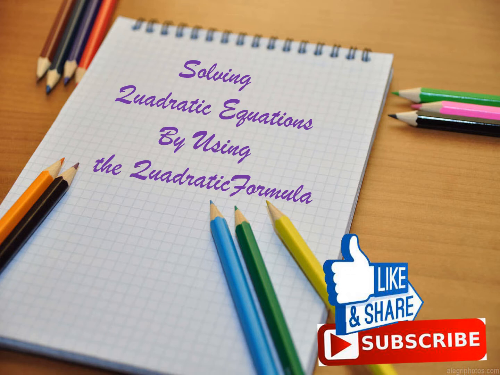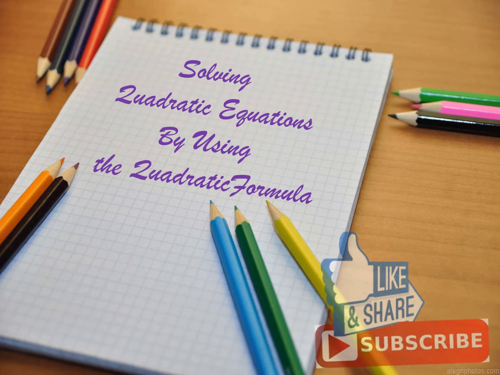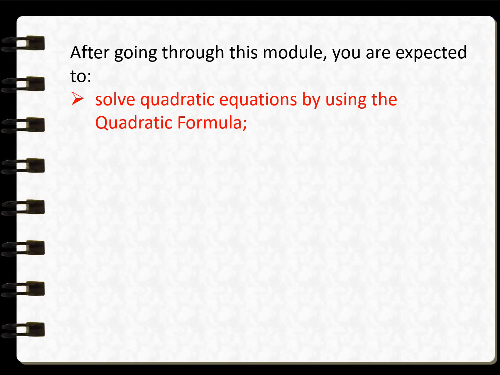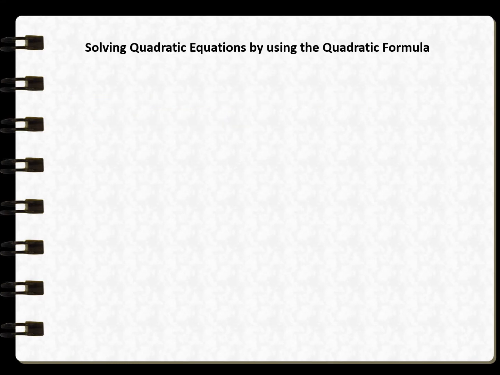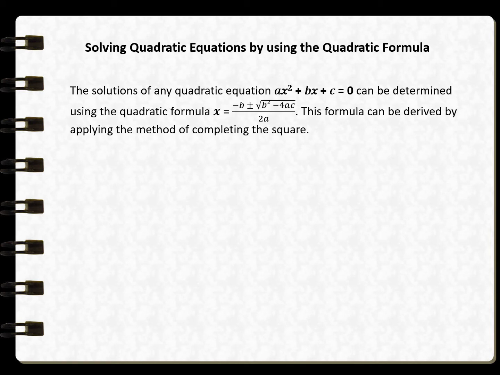So our topic for today is solving quadratic equations by using the quadratic formula. So our objective is to solve quadratic equations by using the quadratic formula. The solutions of any quadratic equation ax squared plus bx plus c is equal to 0 can be determined using the quadratic formula. x is equal to negative b plus and minus the square root of b squared minus 4ac, all over 2a. This formula can be derived by applying the method of completing the square.